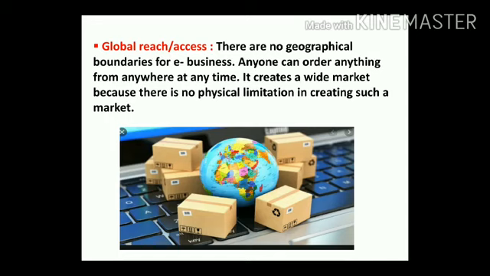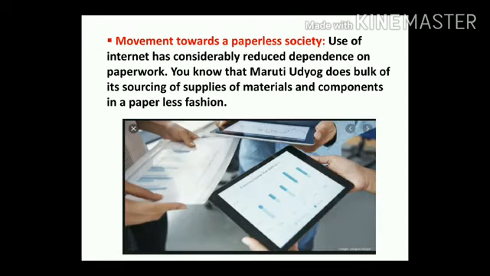And the next benefit of e-business is movement towards a paperless society. Use of the internet has considerably reduced dependence on paperwork. You know that Maruti Udyog does the bulk of its sourcing of supplies of materials and components in a paperless fashion. Even the government departments and regulatory authorities are increasingly moving in this direction, whereby they allow electronic filing of returns and reports. So, these are the main benefits of e-business.